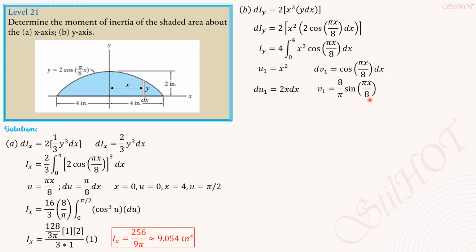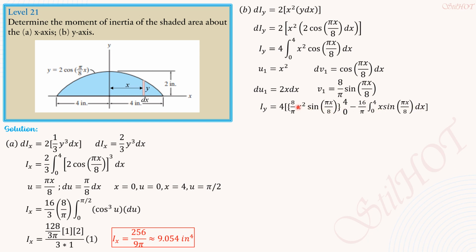So let me continue. So Iy is 4 times u1 v1, from 0 to 4, minus integral of v1 du1. So Iy is 4 times quantity u1 v1, so 8 over pi x squared sine of pi x over 8 from 0 to 4, minus the integral of this product, which is 2x times 8 over pi, so that's 16 over pi. Then integral 0 to 4 of x sine of pi x over 8 dx.